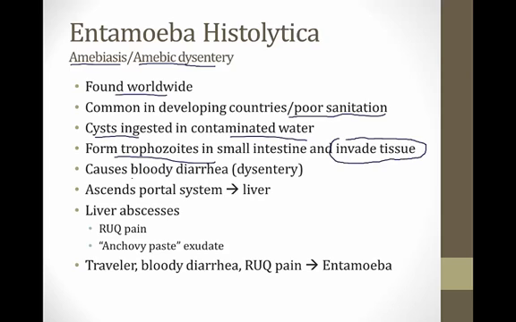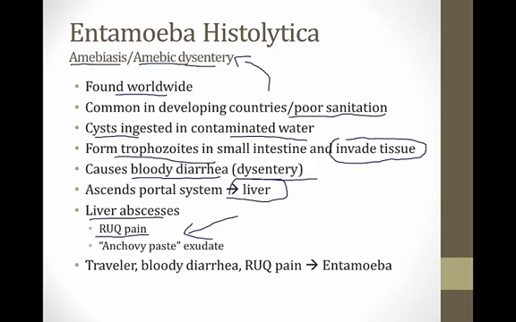This is going to cause bloody diarrhea, which is also known as dysentery, and that's where it gets its name, amoebic dysentery. After it invades the small bowel, it can invade the portal system and ascend to the liver. So amoebiasis often gives liver symptoms. In particular, people get abscesses in the liver, so they will complain of right upper quadrant pain. And a classic finding at surgery is to see anchovy paste exudate. So these abscesses will be full of necrotic tissue that's got this red-yellow color to it, and it's classically described as looking like anchovy paste.